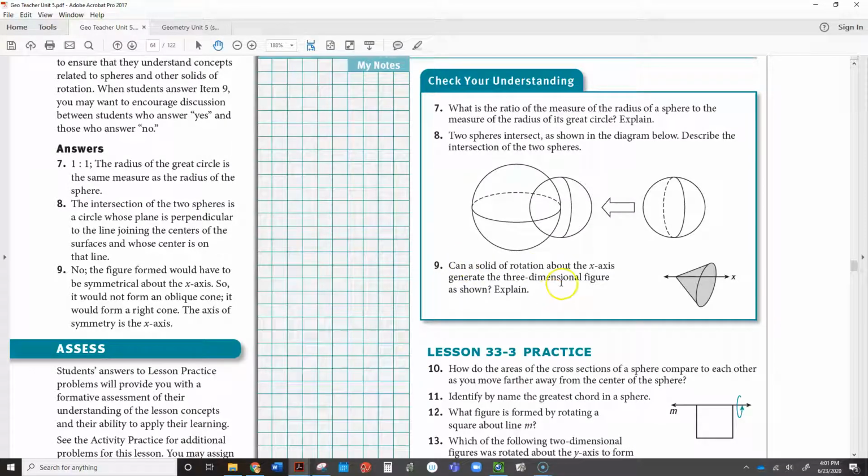Can this solid of rotation about the x-axis generate a three-dimensional figure as shown? And no, it's not symmetrical. The figure formed would have to be symmetrical about the x-axis, so it would not form an oblique cone. It would form a right cone. The axis of symmetry is the x-axis. So no, the only thing that we can generate is a right cone, not an oblique one.